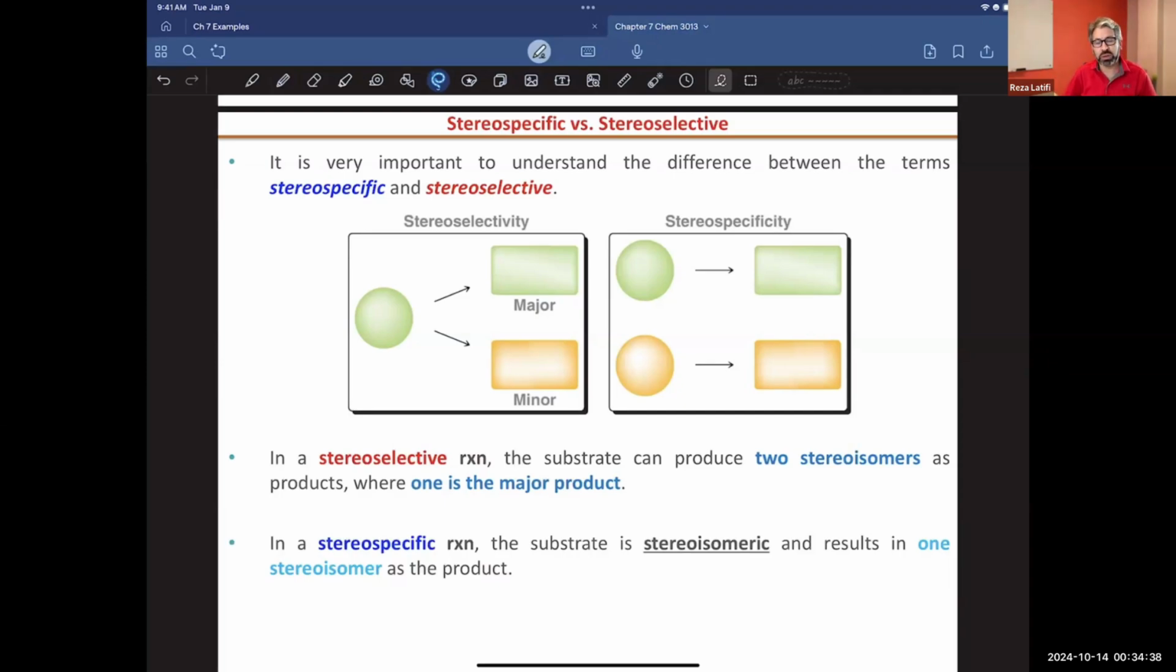The cartoons that you see in front of you on the left side show a reactant that is producing two products, and the reaction is favoring one of the products. So the reaction is favoring one of the products. We say we have stereoselectivity.